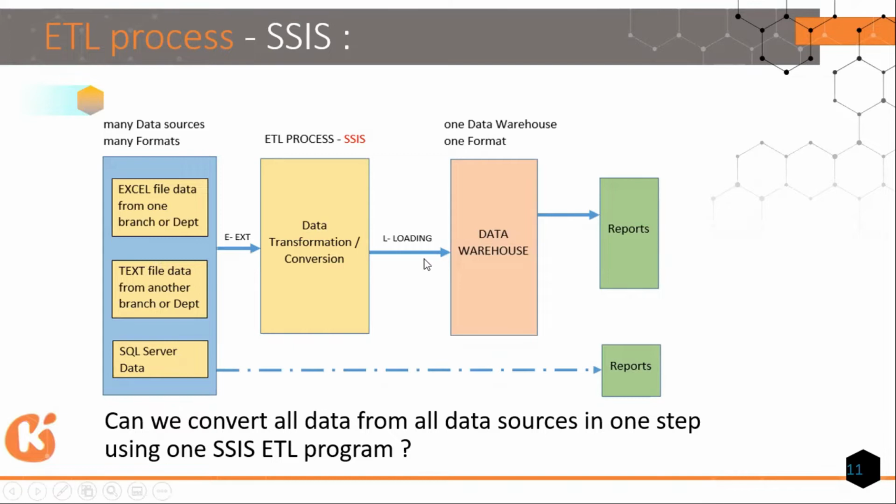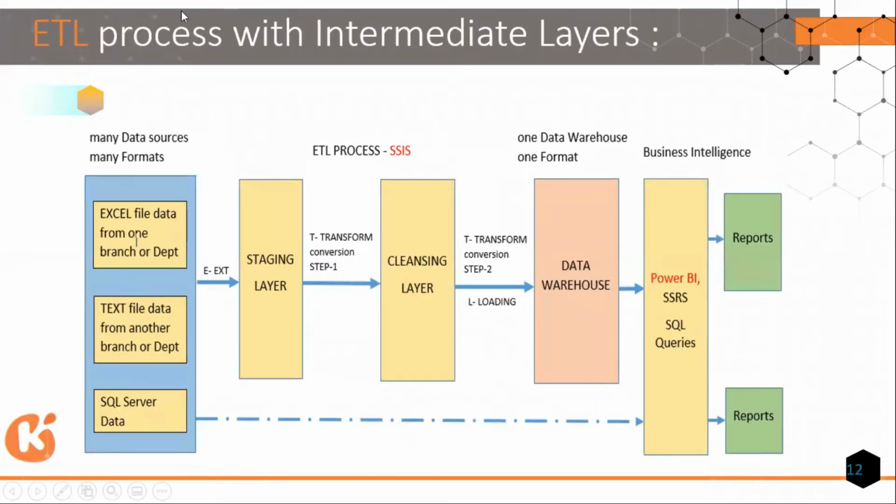For that purpose, we will introduce intermediate layers. Between the data sources and data warehouse, we will use intermediate layers. In this diagram, as an example, I mentioned 2 layers, but depending on your project size, you can use 3 layers or 4 layers or even 10 layers. In my recent Accenture project, we used up to 10 layers.